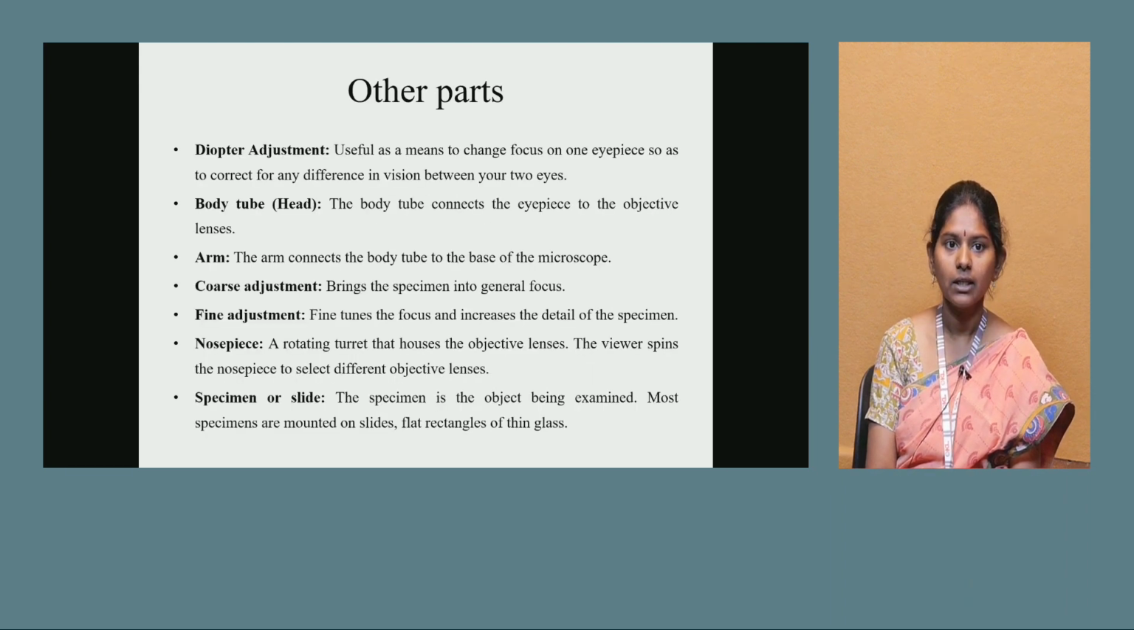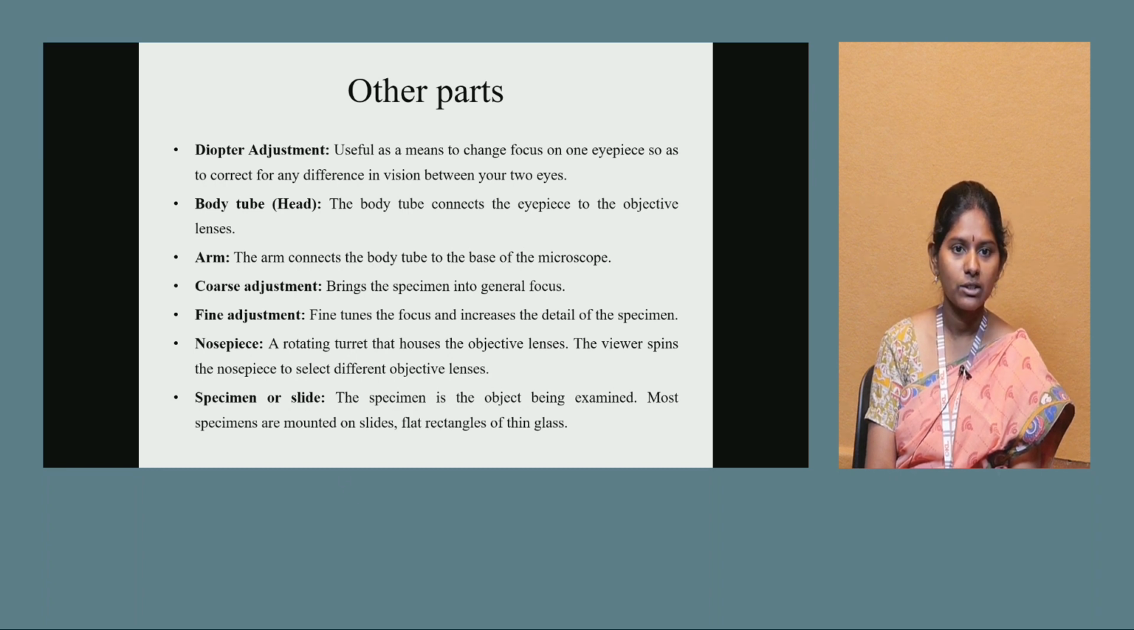Other parts are the diopter adjustment, which is usually a means to change focus on one eyepiece so as to correct for any difference in vision between two eyes. Body or the tube. The body tube connects the eyepiece to the objective lenses. The arm connects the body tube to the base of the microscope.